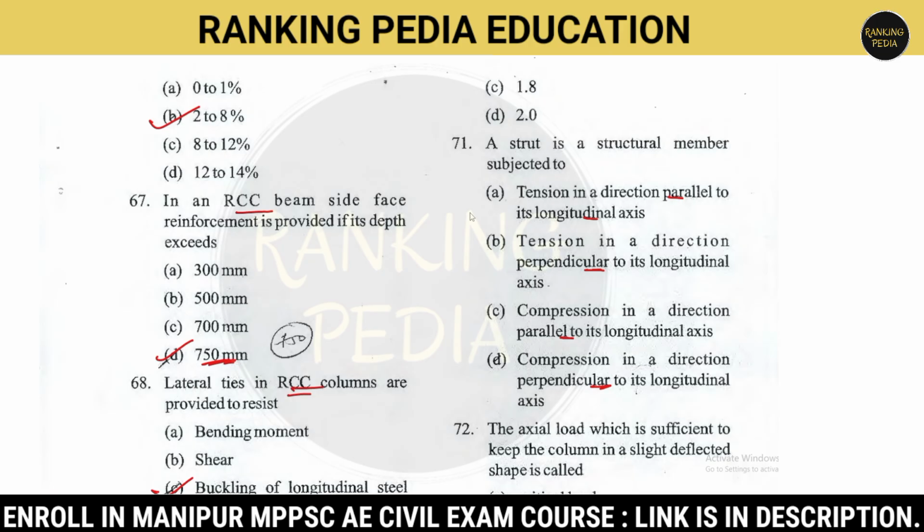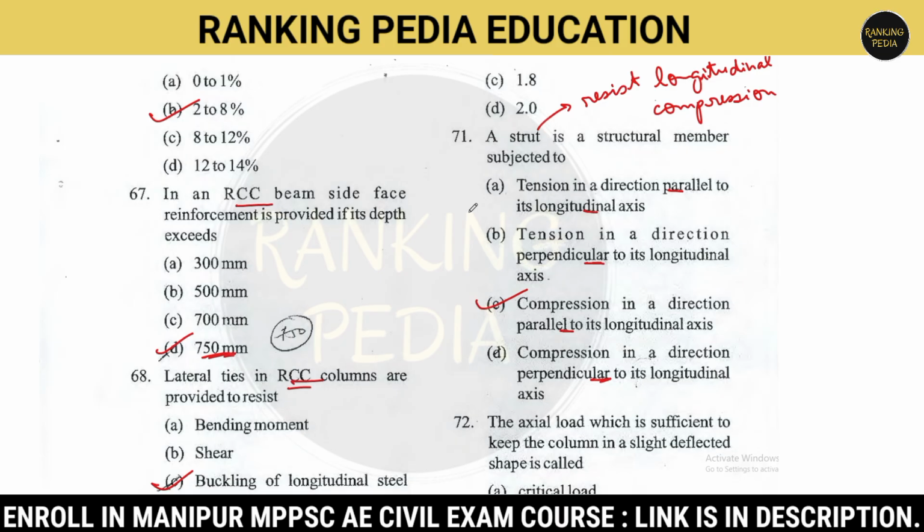So what is actually a strut? It is a structural component which is designed to resist longitudinal compression. Designed to resist longitudinal compression. Which of the following is correct? A strut is a structural member subjected to compression in a direction parallel to its longitudinal axis. Option number C is correct.